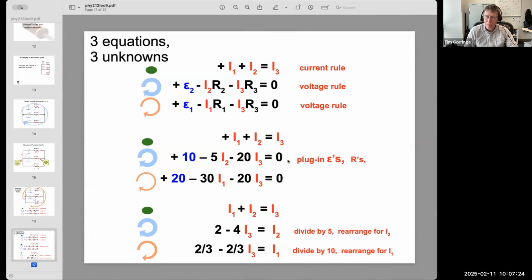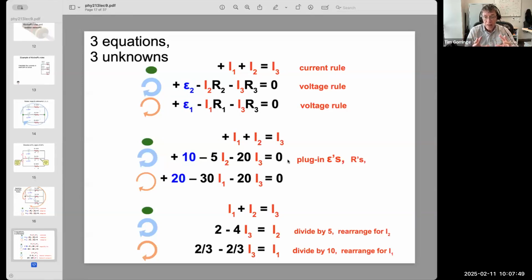Then I plugged in the numbers for the knowns. I plugged in the numbers for the voltages in blue, and the resistances in black. So I plugged in 20 volts for epsilon 1 and epsilon 2. I plugged in the 3 resistances that were 30 ohms, 5 ohms, and 20 ohms. I plugged them all in.